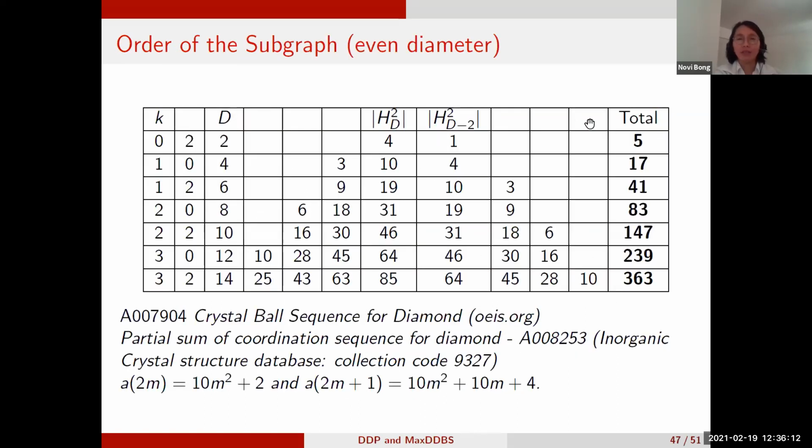For the even diameter, the number of vertices of the largest subgraph that we could construct actually forms a very nice sequence, and it's the crystal ball sequence for diamond, and it's also listed on oeis.org. So the even diameter is done, and the odd diameter is done. We are also working to raise this to a higher dimension. What if we have more hyperdiamonds stuck together?